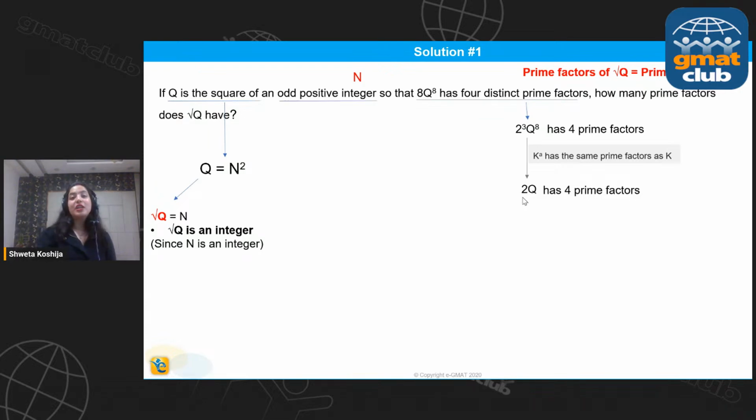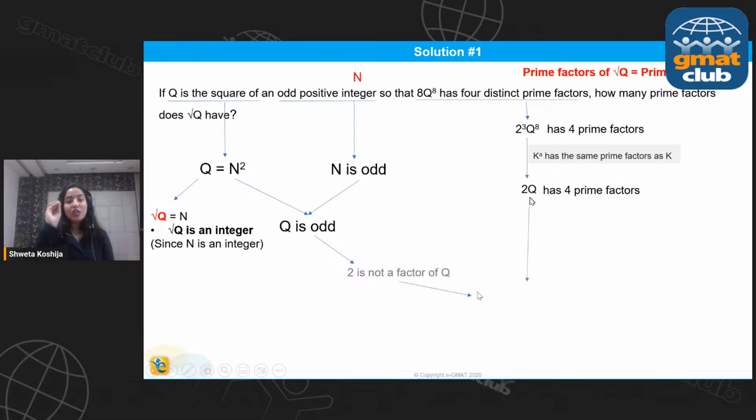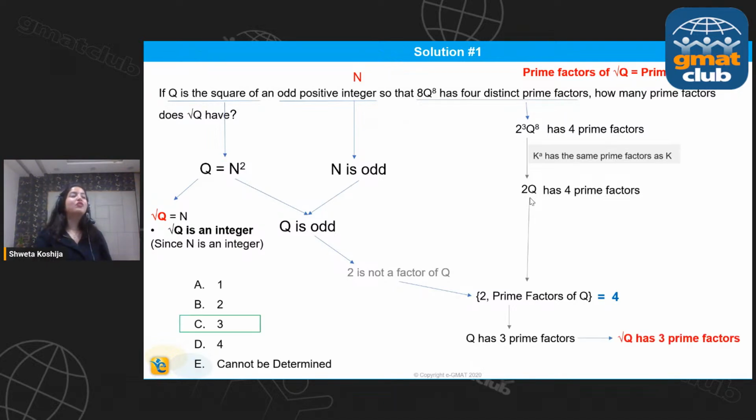Now, what about q from here on? See, n is odd and q is the square of n. So q is also odd. If q is odd, 2 is not already a factor of q. And that's why when you multiplied 2 with q here, when you did 2q, you really did give it a new prime factor that it did not already have. That means there were some prime factors of q, and then a 2 came with it, and that's when it became 4 prime factors. So how many did q have then? Q had 3, and that's it. That is your final answer.